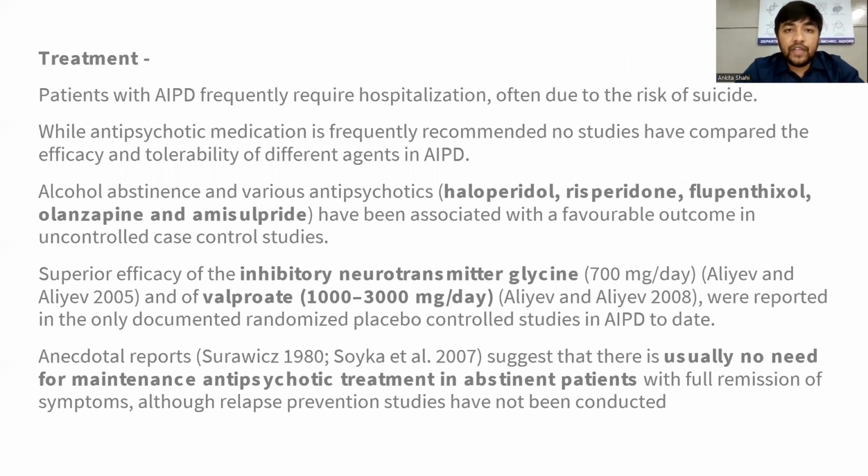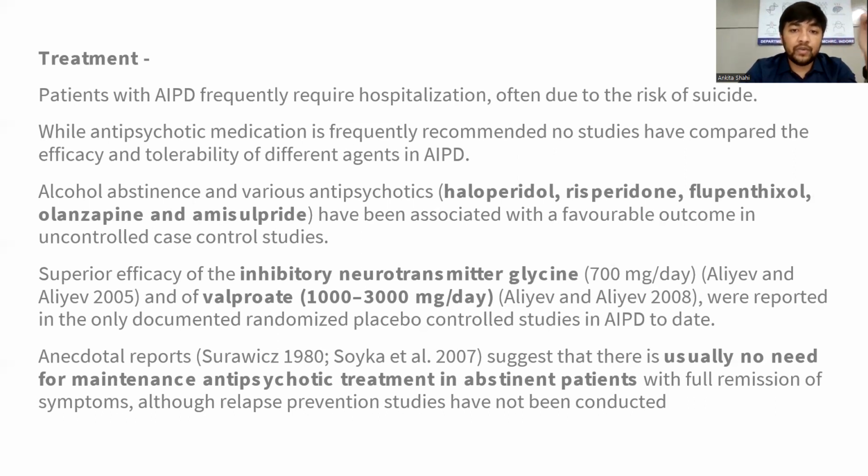Patients with AIPD frequently require hospitalization because there is a risk of suicide. Antipsychotic medication is frequently recommended. No studies have compared the efficacy or tolerability. Abstinence and various antipsychotics have been associated with a favorable outcome in uncontrolled case control studies. So there are two things that we can do. Either we can give an antipsychotic or we can ask the patient to be abstinent from alcohol. Both have been shown to be effective.